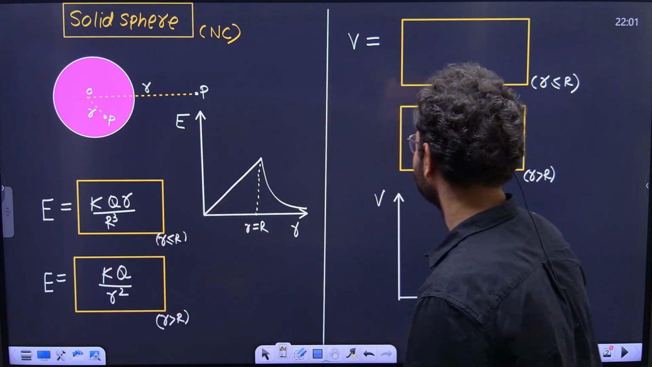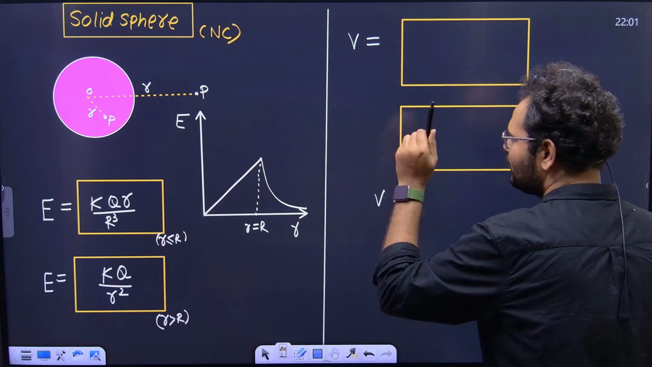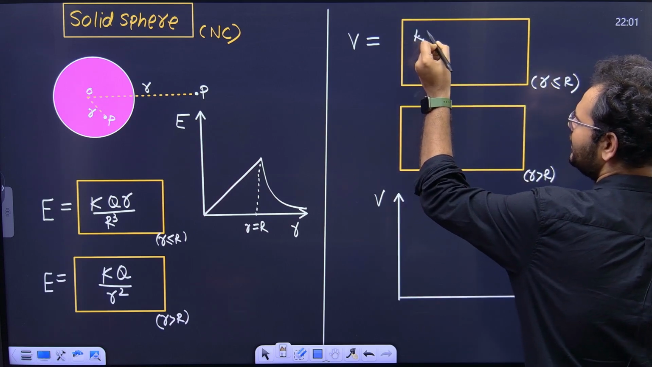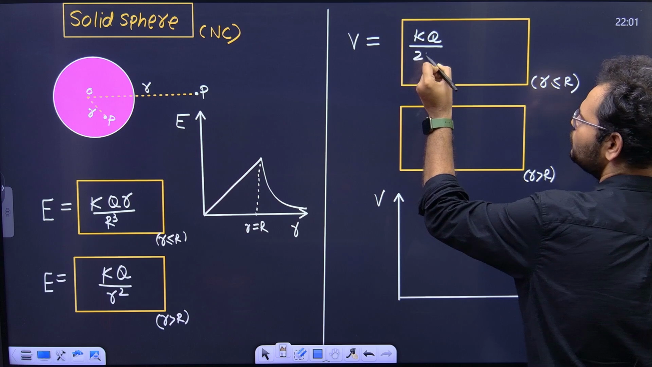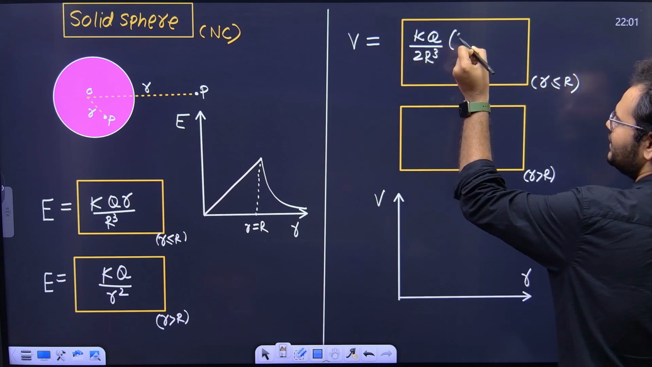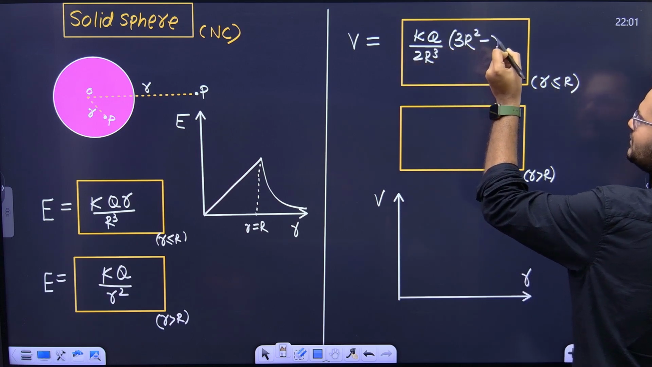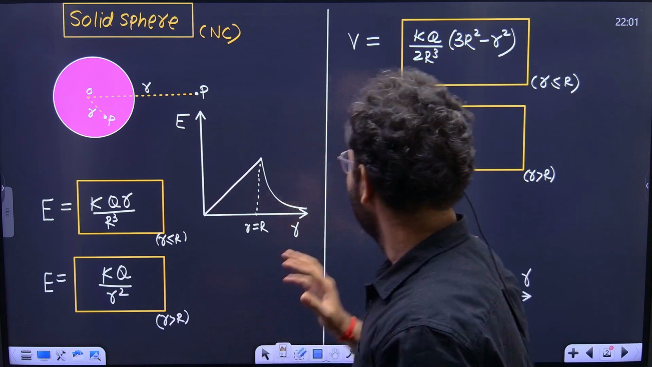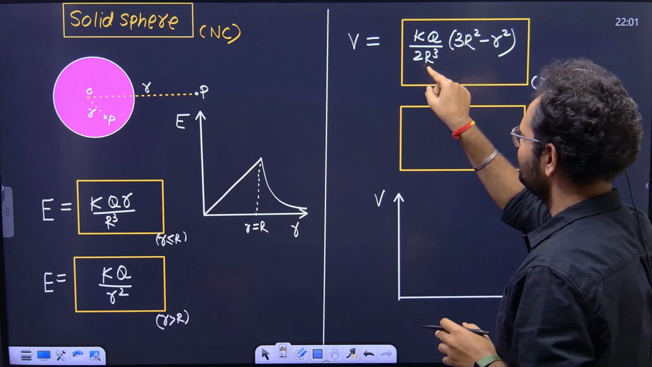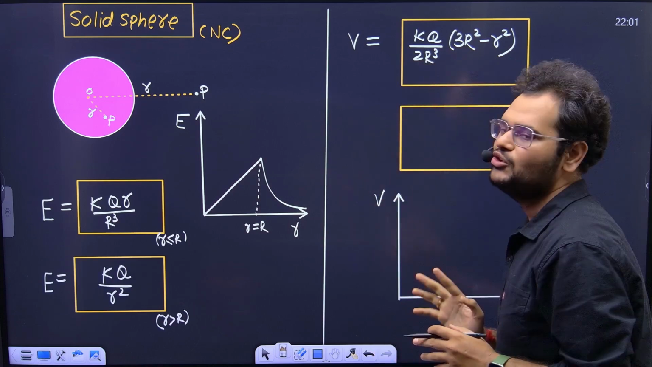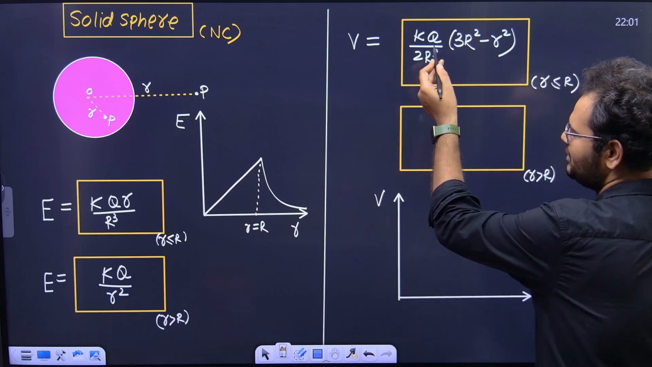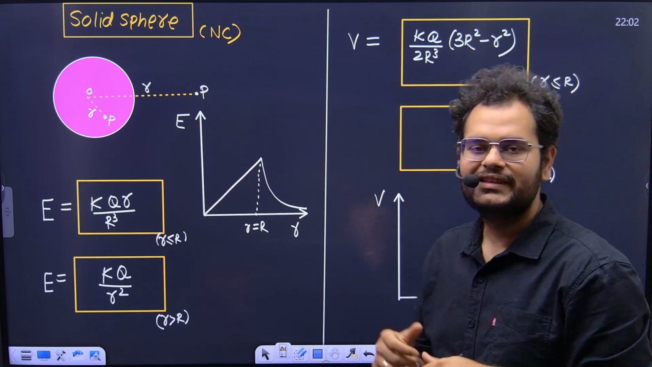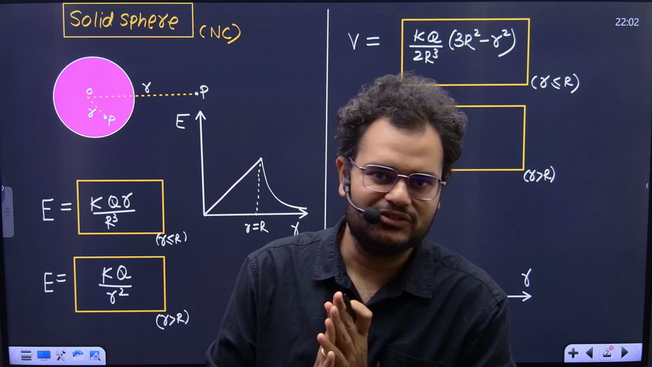Sir, about potential. For potential, I have one formula. You know that it is KQ upon 2R cube, in brackets 3R square minus small r square. You have to learn this formula. It's an easy formula. How do I remember it? 3 minus 1 is 2, so 2 is in the denominator and 3 is in the numerator. KQ is common, so I don't have to learn anything else: 3R square minus r square upon 2R cube. That you are going to use in the gravitation chapter as well.